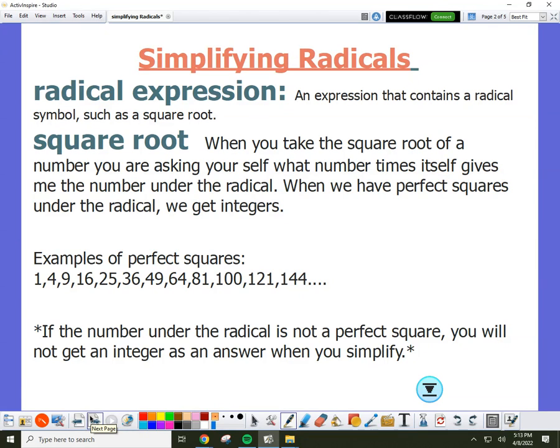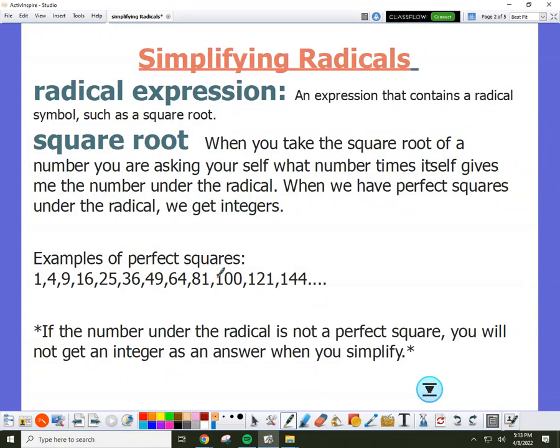Okay, so our title is Simplifying Radicals. A radical expression is an expression that contains a radical symbol, such as a square root. Square roots are when you take the square root of a number, you're asking yourself what number times itself gives me the number under the radical. When we have perfect squares under the radical, we get integers. So perfect squares are 1 times 1 is 1, 2 times 2 is 4, 3 times 3 is 9, 4 times 4 is 16. So a number times itself, that result is a perfect square.